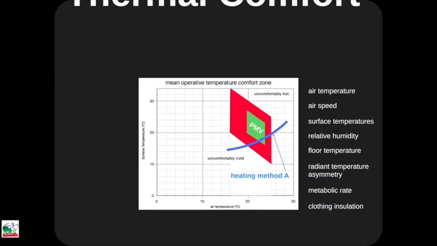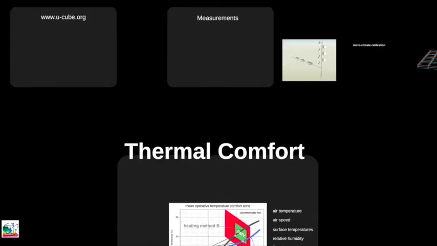If we have a different heating method, let's say this one, heating method B, then obviously it's different, so it runs a different graph. It hits, hopefully, the comfort zone somewhere else. Now, if we want to compare different heating systems, we actually have a chance here because we'll have two trigger points where the heating systems hit our defined comfort zone. And that's what we will do in the UCube project.